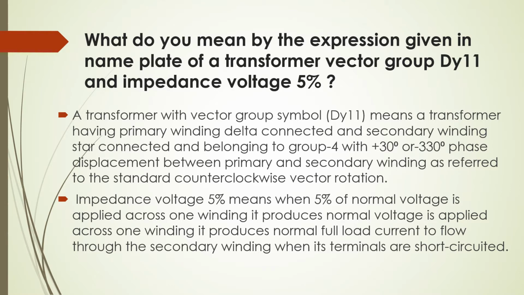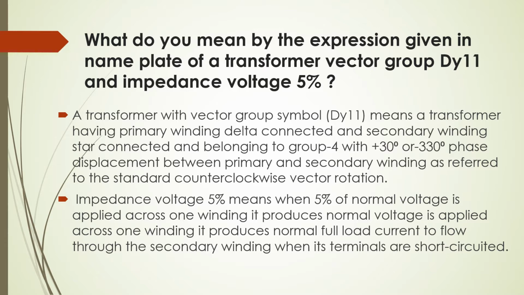What do you mean by the expression given in nameplate of transformer, vector group Dy11 and impedance voltage 5%? A transformer with vector group symbol Dy11 means a transformer having primary winding delta connected and secondary winding star connected and belonging to the group 4 with plus 30 or minus 330 phase displacement between primary and secondary winding as referred to the standard counterclockwise vector rotation.